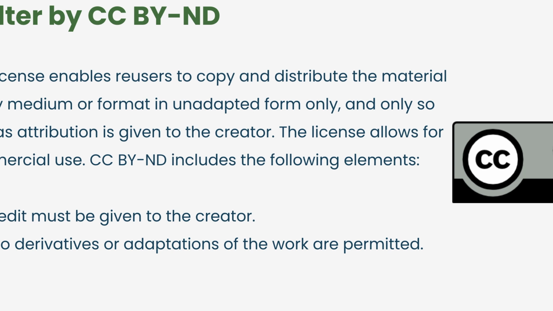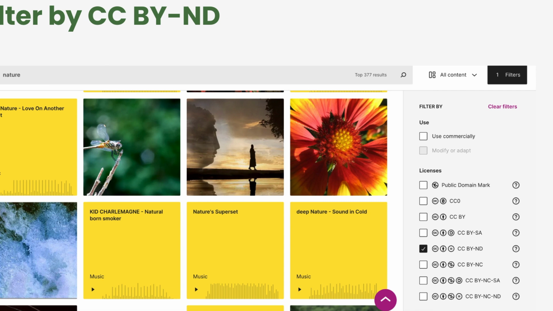The next one is CC BY-ND. This license enables reusers to copy and distribute the material in any medium or format in unadapted form only, and only so long as attribution is given to the creator. The license allows for commercial use. CC BY-ND includes the following elements. BY, credit must be given to the creator, and ND, no derivatives or adaptations of the work are permitted. So, in your document, please add those pictures, this logo, and those explanations. You are going to filter and add it to your document.